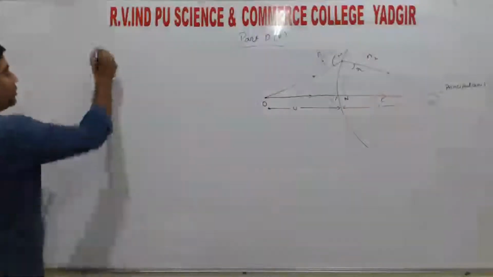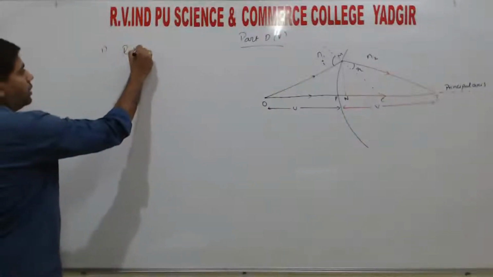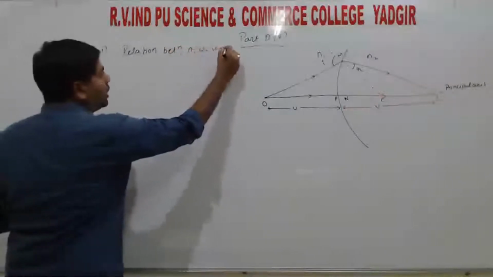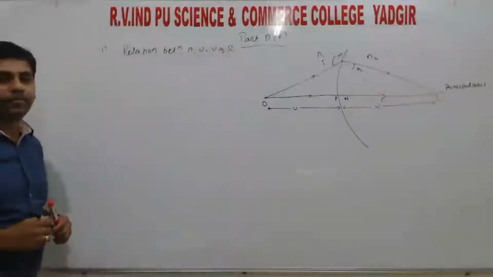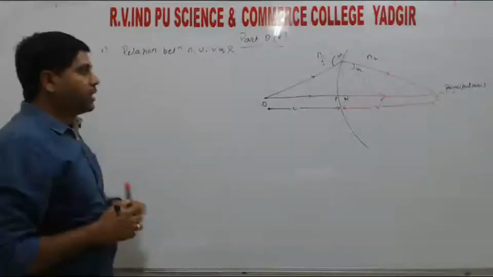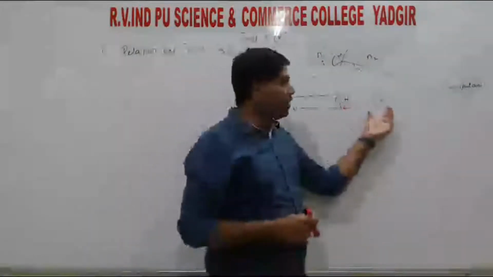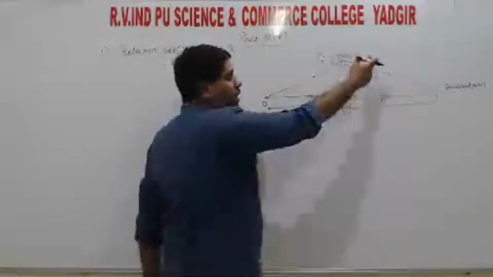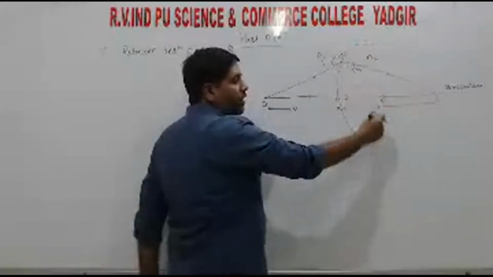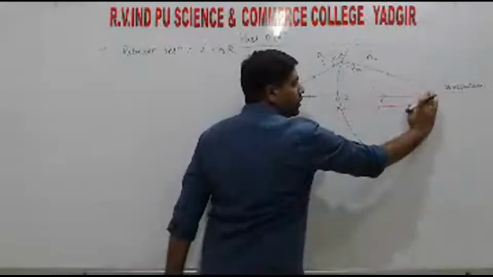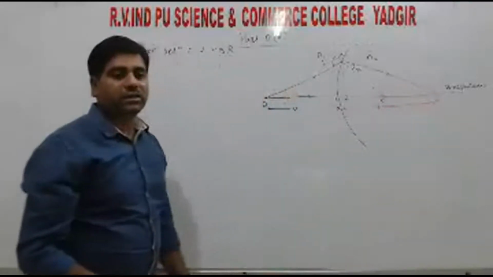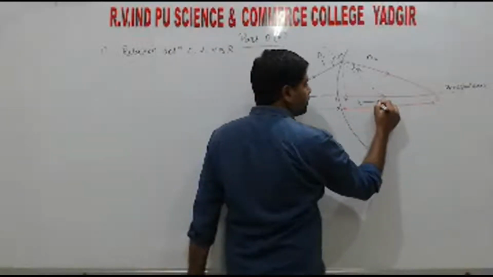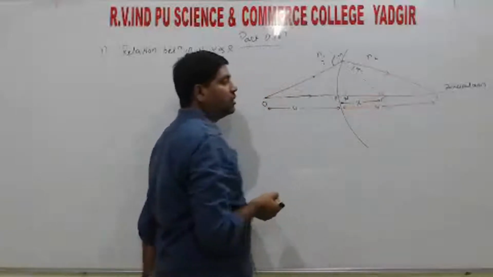So that is question number 1: relation between N, U, V and R, right? The information required is U, that is the object distance, and V, the image distance, right? The refractive index n1 is for the first medium and N2 is for the second medium, that is for the refracting surface. Another medium, that medium's refractive index will be N2, right? The radius of curvature is measured from the pole. In the model, the distance PC is the radius of curvature.